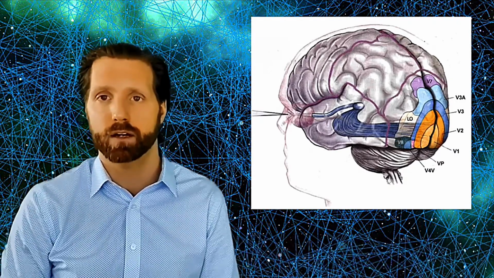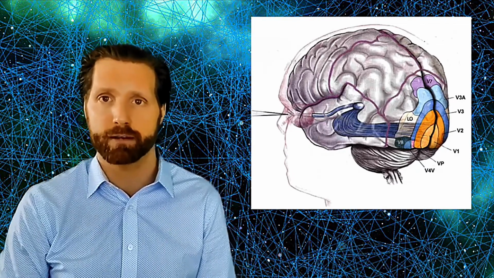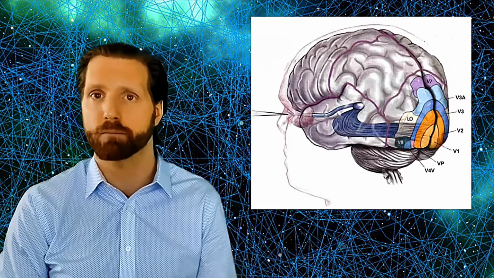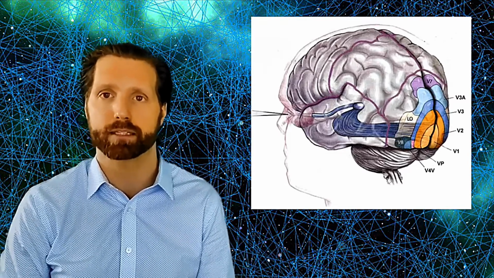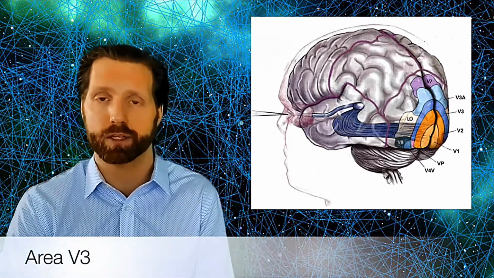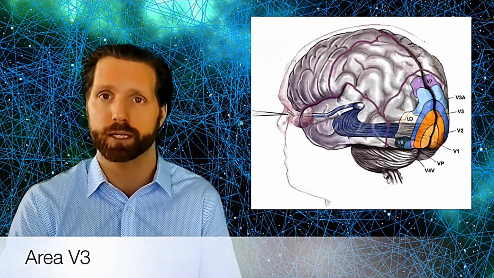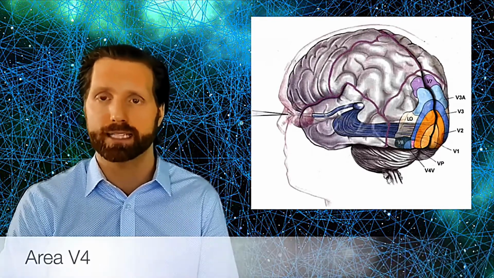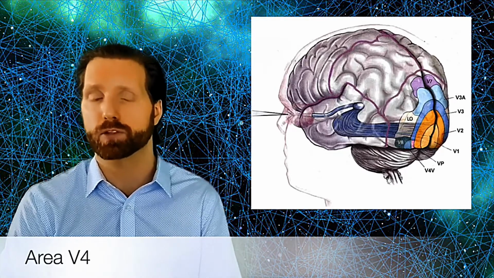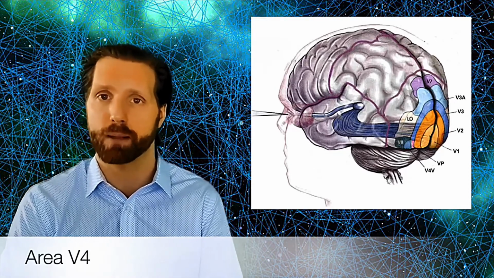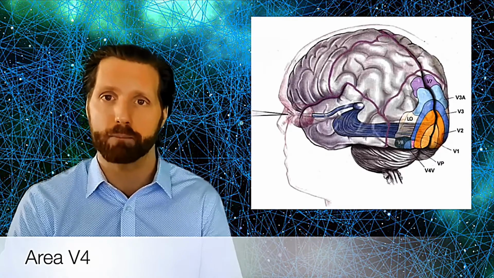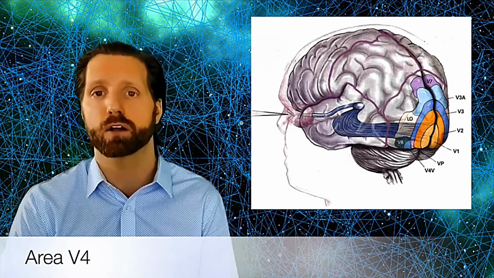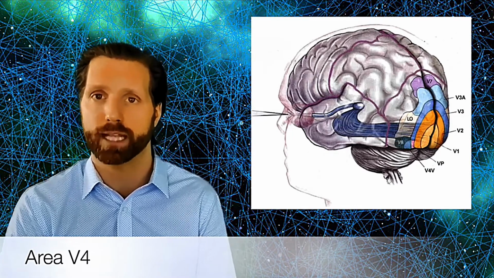Next are visual areas V3 and V4, and here we begin to see another set of parallel processes take place. Area V3, especially the top or dorsal portion, appears to be involved in general motion processing, whereas area V4 continues the work of V1 and V2 by processing an increasingly complex set of features related to objects and is even more strongly involved in directing visual attention.